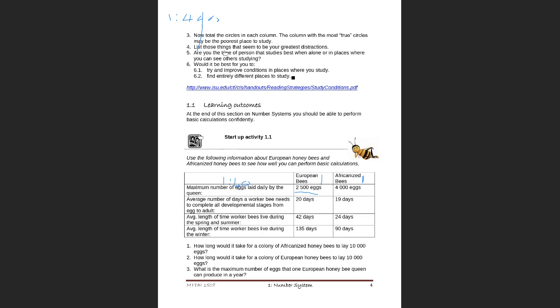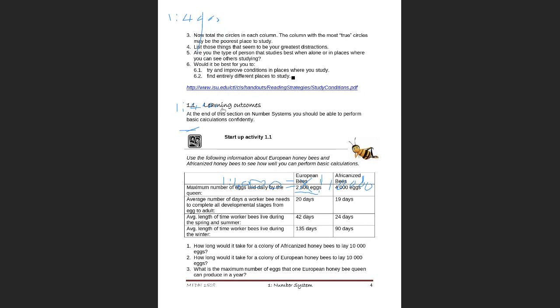So for 1 day, when you do a ratio, 1 day will lay 4,000x. Then you just equate for x days that we don't know. For x days that we don't know, it is going to lay 10,000x. Or you can do it this way.